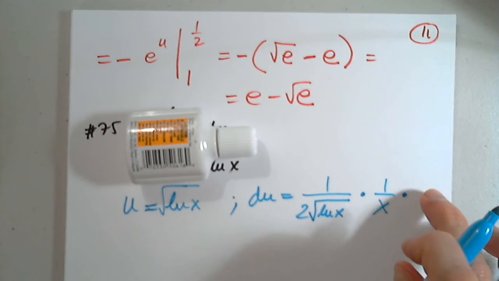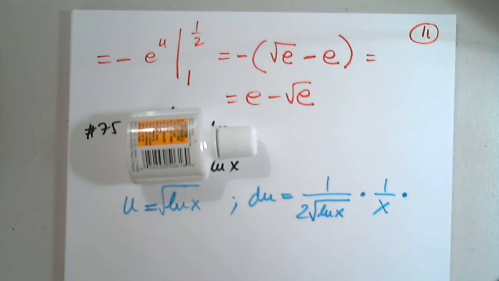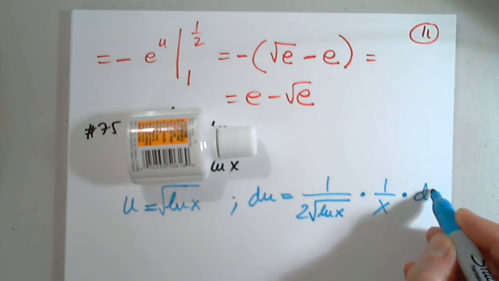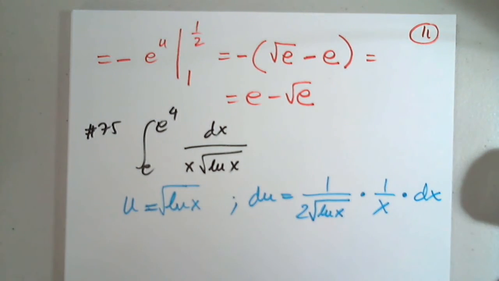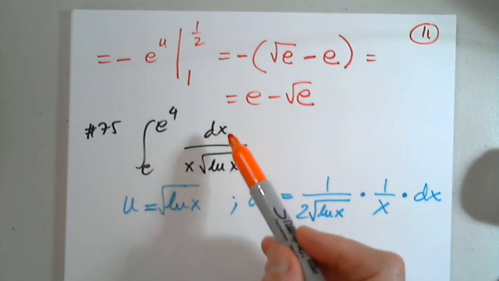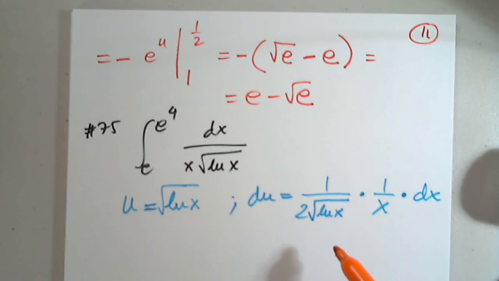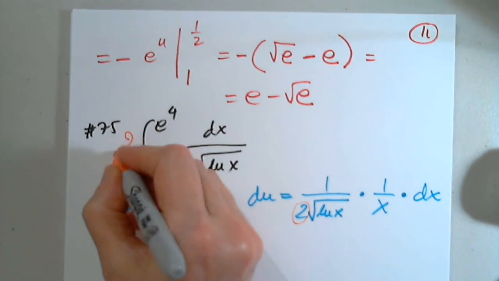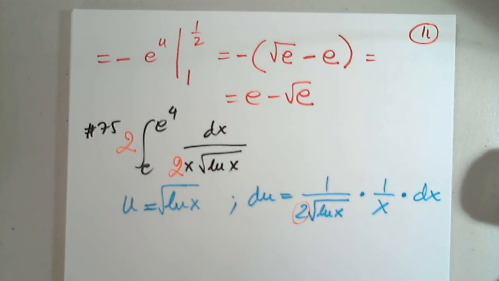Because if I forget this, I'm in big trouble. dx. Excellent. So now let's take a look. Let's see what we have and what we don't have. So 1/x I have. dx at the top I have. The square root of natural log x I have. This is the only thing I don't. I multiply and divide by 2.